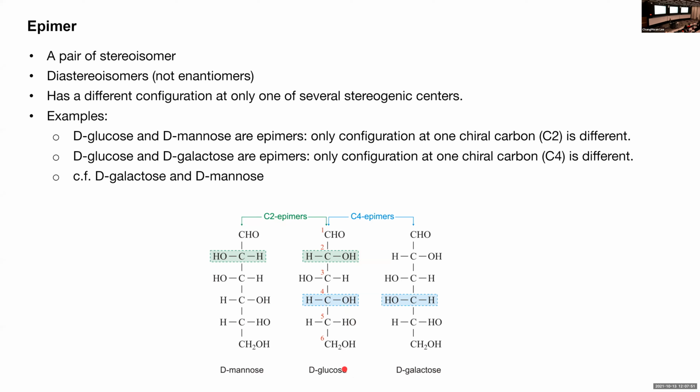Another example here is D-glucose and D-galactose, where you can see that everything is the same except for the C4 arrangement of the hydroxyl, in which case they are called C4 epimers. Make sense? What about D-mannose and D-galactose? Are they epimers? Why not?